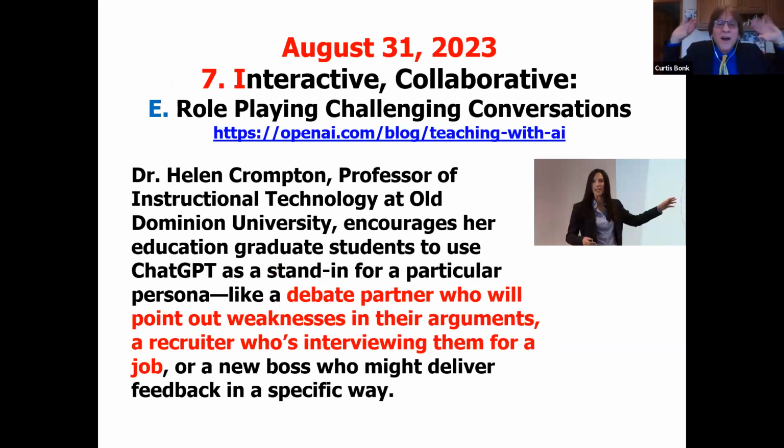You are doing this. My friend Helen Crompton was also featured in OpenAI's blog. She's a professor at Old Dominion, and she's using ChatGPT as debate partners who will point out weaknesses in their arguments, who might be a recruiter interviewing them for a job, who might play the role of a new boss who might deliver feedback in a specific way, to get students to react to different personalities so that they're more able to quickly adapt to a new working environment, potentially. That's number 7, interactive and collaborative. Number 6 was relevancy. Number 8 is engagement.